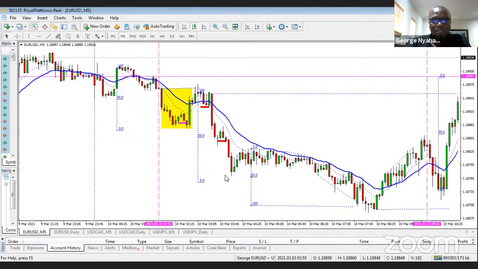More often than not, the higher probability is that the height of the first move will be equivalent to the height of the second move. So the first move is leg one, then we have a pullback, and then from the pullback we have the second move. It's almost similar to a measured move, except you have a pullback.